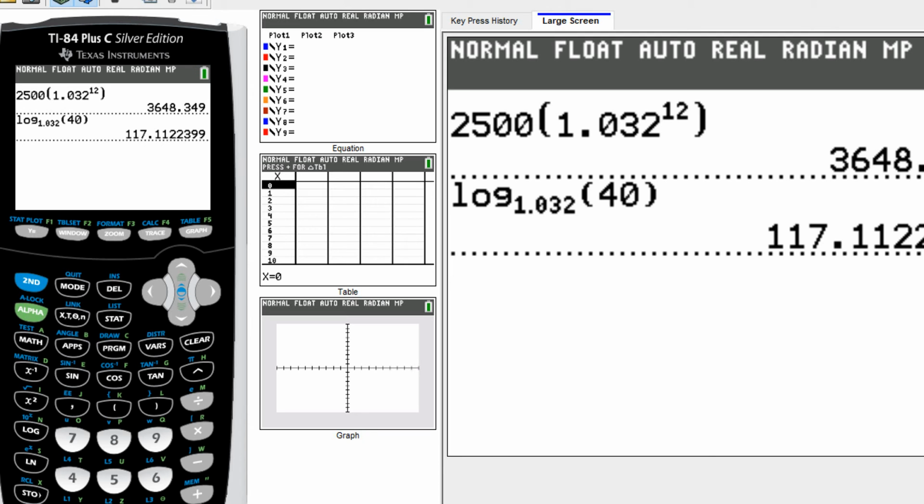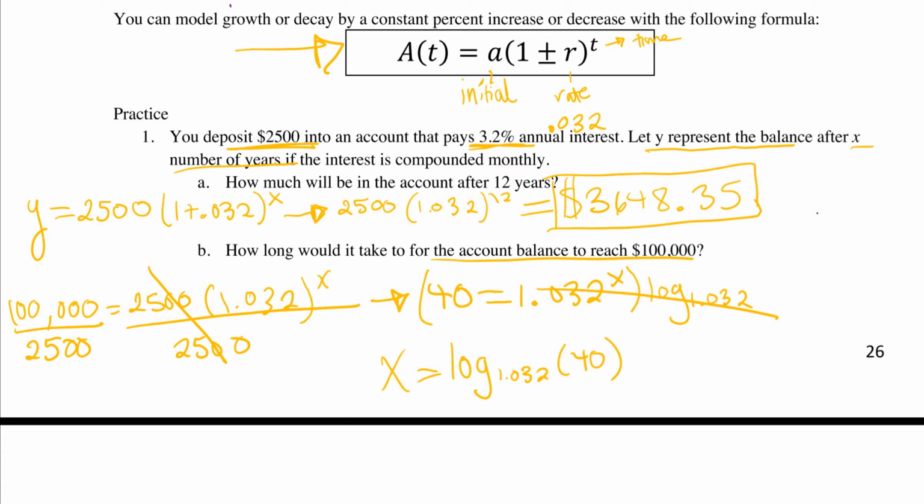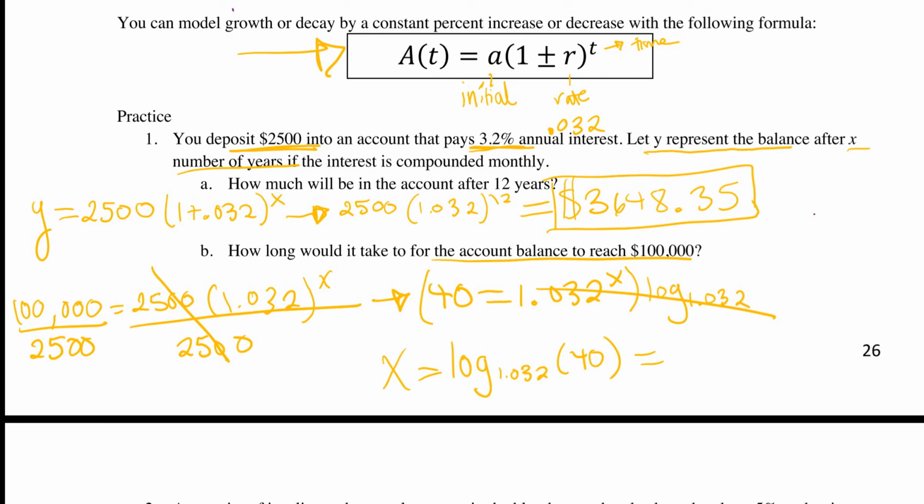And that gives you 117.11. That means it's going to take you 117.1 years. In total, when the proper amount of decimal places for years is just to the ones place, it's going to take you 118 years to reach six figures, right? To reach $100,000 at that interest rate.